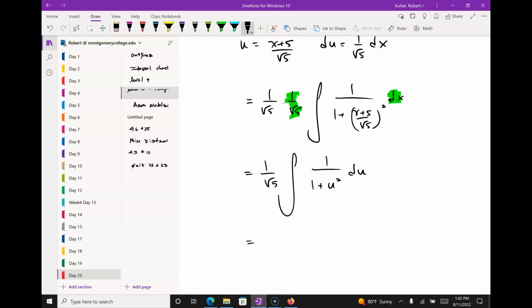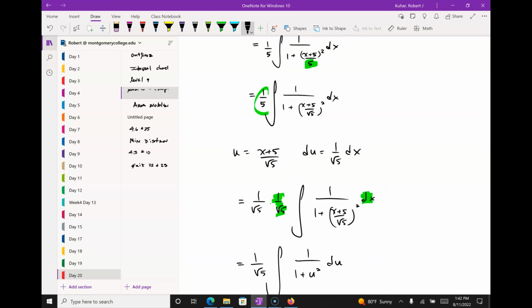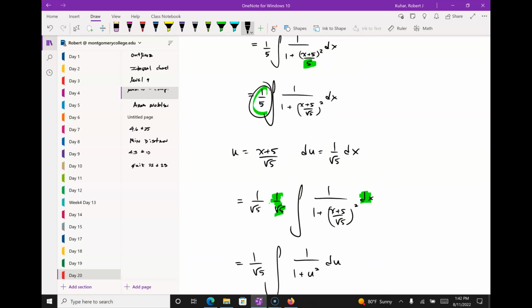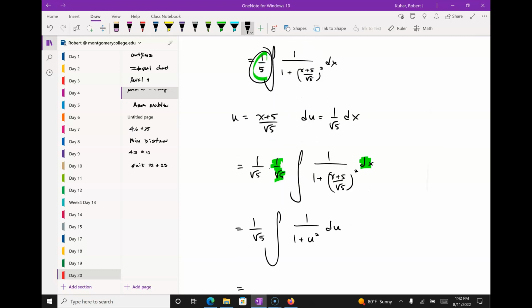Say again? 1 over rad 5? Because that is 1 over 5. Yep. 1 over 5 is 1 over rad 5 times itself. And I needed a 1 over rad 5. You don't have to do it this way. You could do it the way we did before. Multiply by 1 over rad 5 and cancel it by multiplying by rad 5. Right? That's fine.